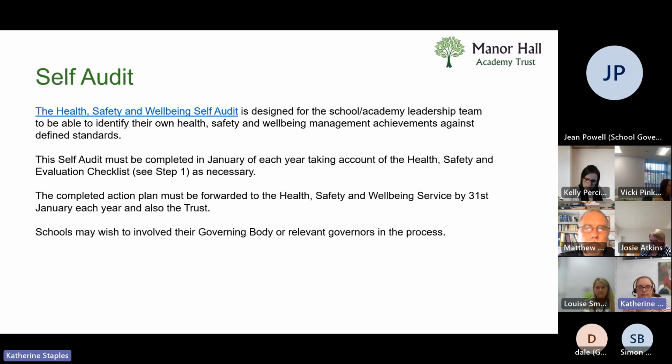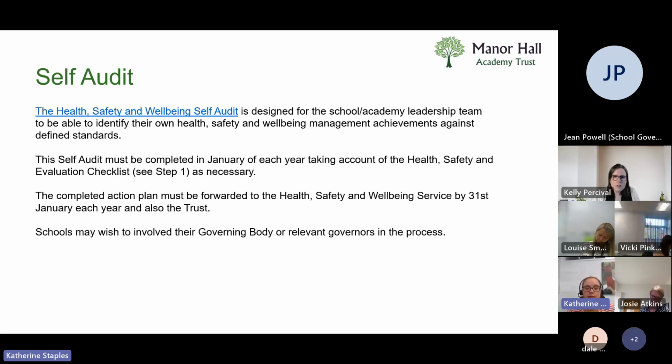Evaluation checklist, the self-audit that's done in January comes to the trust. We look at it, we look at maybe what's best practice, if there's any links between schools on things that we need to look at as a trust, but also that is the document that the external auditors will use as well. So when the external auditors come round, there's nothing new. Everyone's gone through the process during the year anyway.